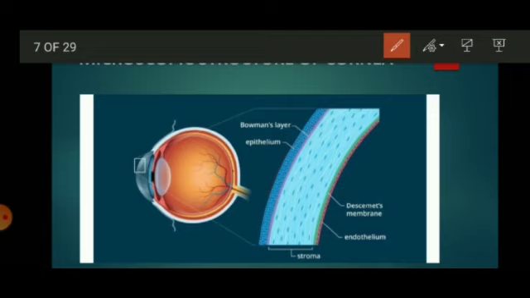The endothelium is a single layer of hexagonal cells lying on the basement membrane, while the stroma is where the keratocytes are present that produce collagen lamellae that are so regularly arranged.